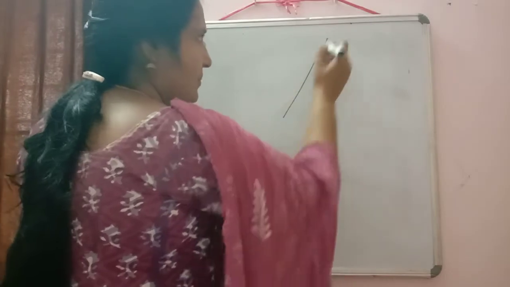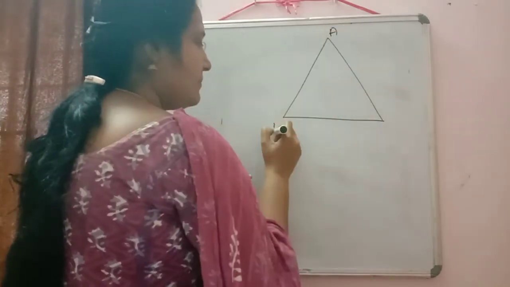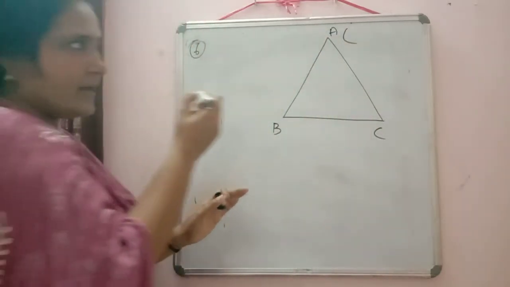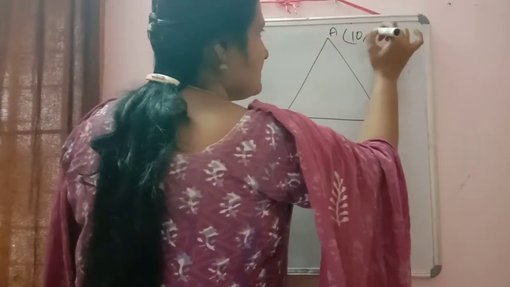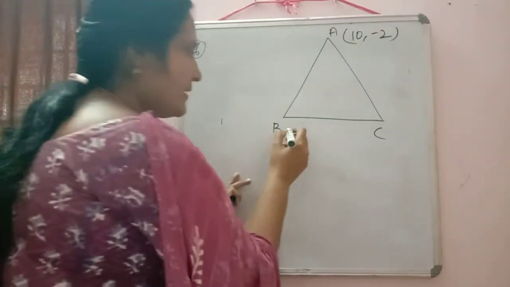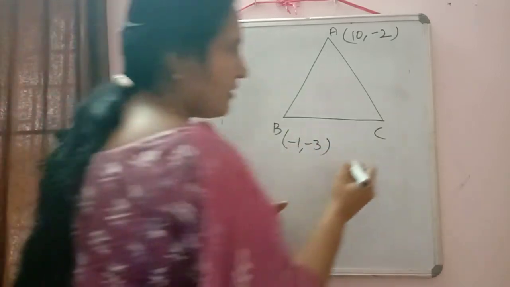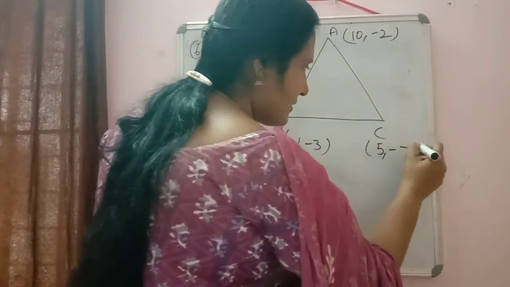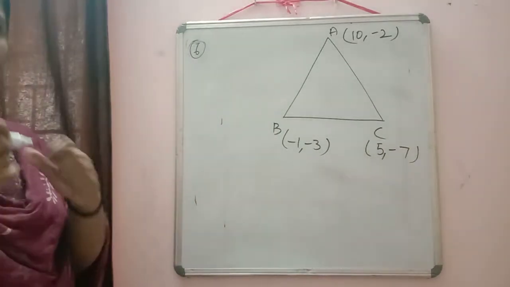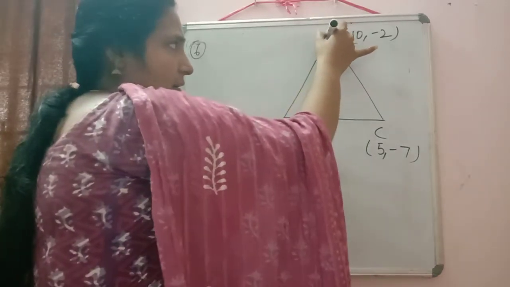So I am marking the points A, B, C and the coordinates written there. A 10 comma minus 2, B minus 1 comma minus 3, C 5 comma minus 7. Now we have to prove the median. So one median only is enough to draw. So suppose I am drawing the median AD.